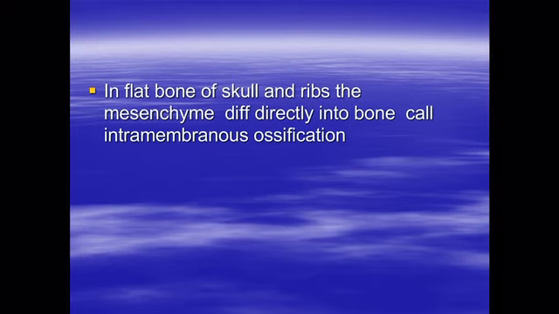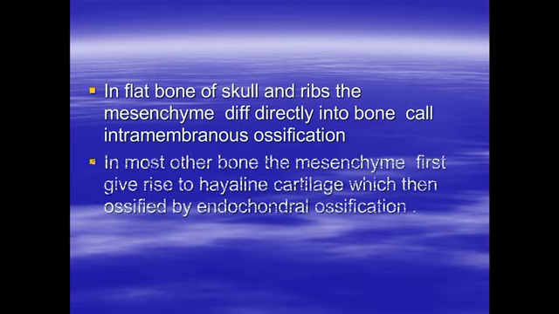In the flat bones of the skull and the ribs, the mesenchyme differentiates directly into the bone. So the mesenchyme differentiates and forms the bone directly, which is called intramembranous ossification. In other bones, I mean long bones, the mesenchyme first gives rise to hyaline cartilage, which is then ossified by endochondral ossification. So we have two methods of ossification.